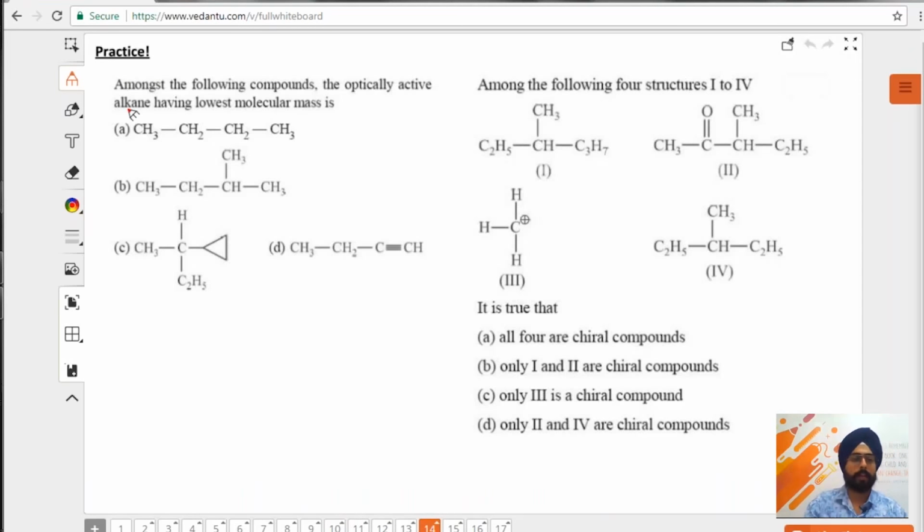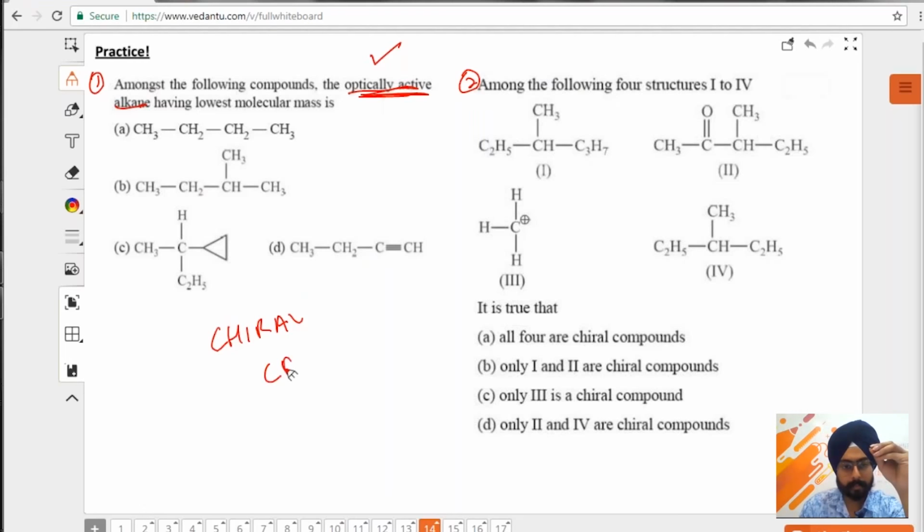Now let's jump on to the practice. I'll call this question number 1. I'll call this question number 2. Let's read out question number 1. Amongst the following compounds, the optically active alkane having the lowest molecular mass is. Optically active means something that can rotate the plane of light, right? And alkane is basically the name for a carbon chain. Which one is the optically active alkane? All you need to see is which one of these has a chiral carbon.